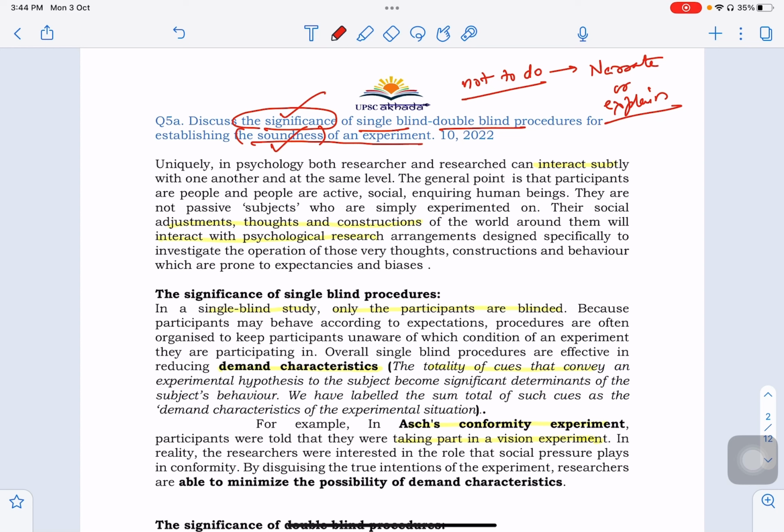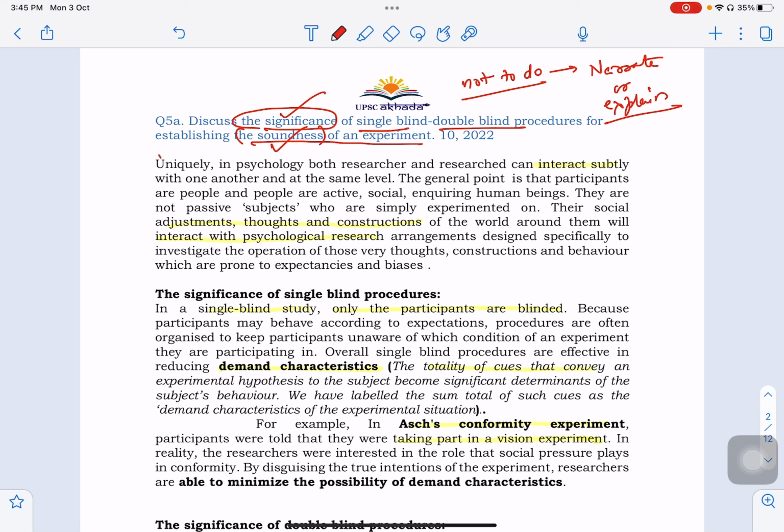Because an experiment has 3-4 different criteria to make it sound: reliability, validity, objectivity, establishing an empirical basis. So these are the aspects of soundness. Single blind and double blind help in establishing some of these. So we have to establish this relationship in this answer.